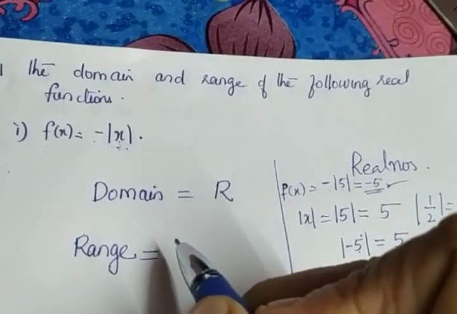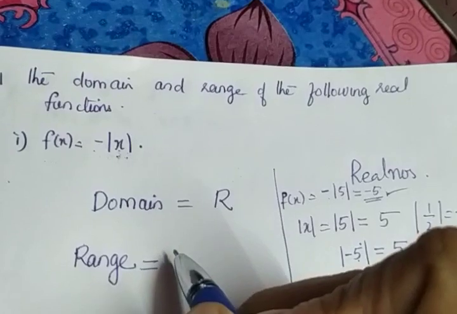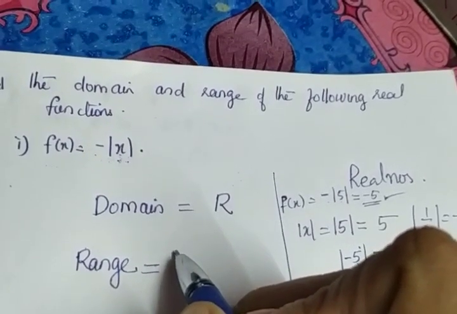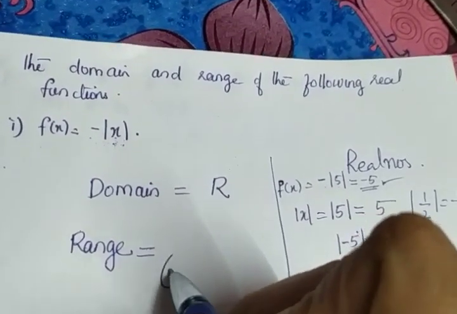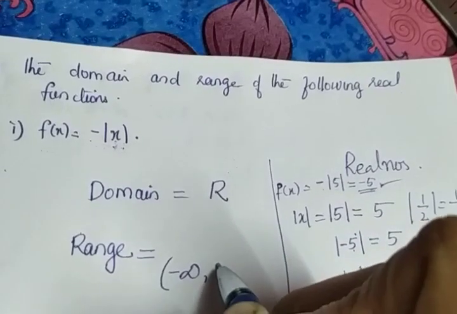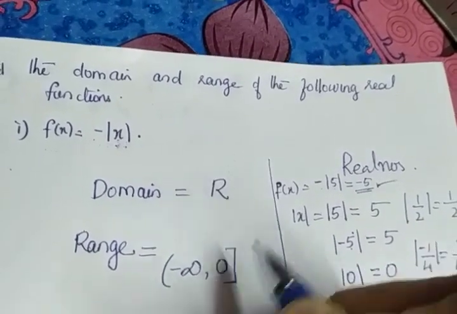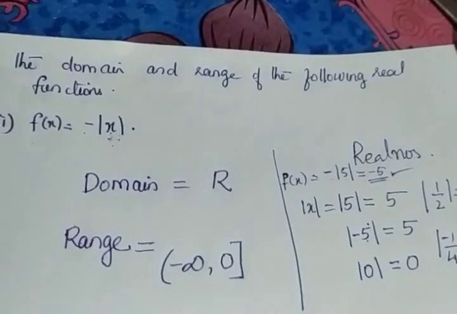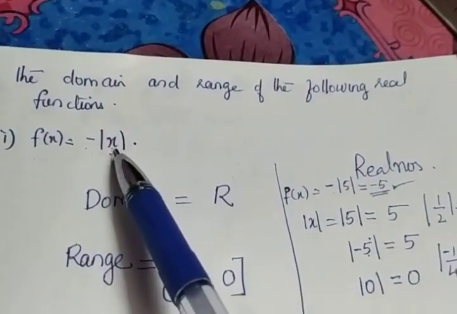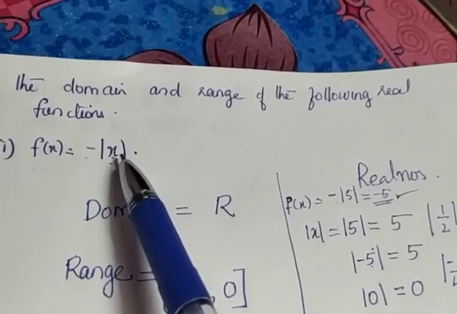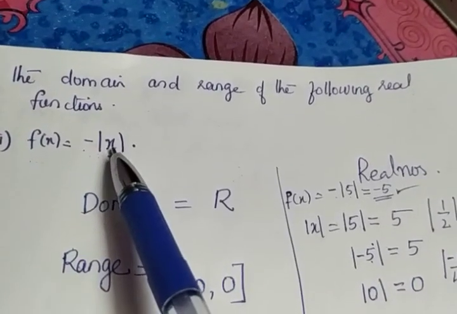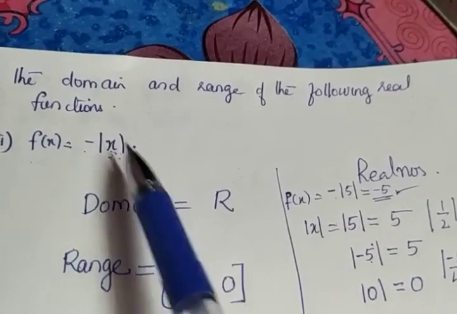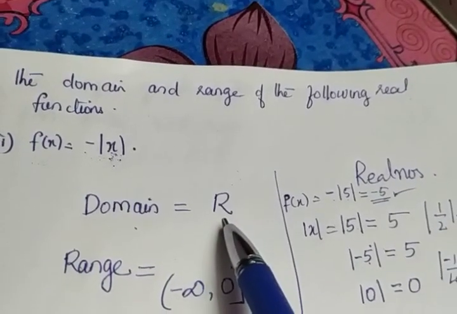How can we define the negative numbers as an interval? We can define the negative numbers as the open interval minus infinity, closed interval 0. Why? Because 0 is possible. Clear? To find the domain, we have to check which values x can take. So here it is modulus of x. Every real number has a modulus. So the domain will be equal to the real numbers R.